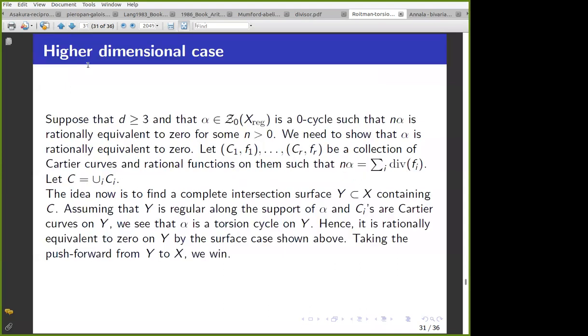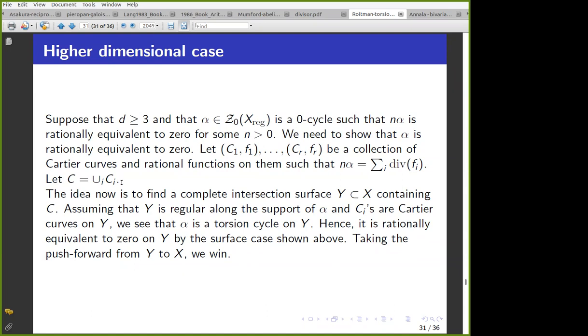So now let's go to the higher dimension case. You will see what happens here. Suppose d is at least 3 now, and let alpha be a 0-cycle so that n times alpha is rationally equivalent to 0 for some positive integer n. We need to show that alpha is rationally equivalent to 0. So let C1, f1, through Cr, fr be a collection of curves and rational functions on them, so that n alpha is the sum of the divisors of the fi. And take C equal to the union of the Ci.